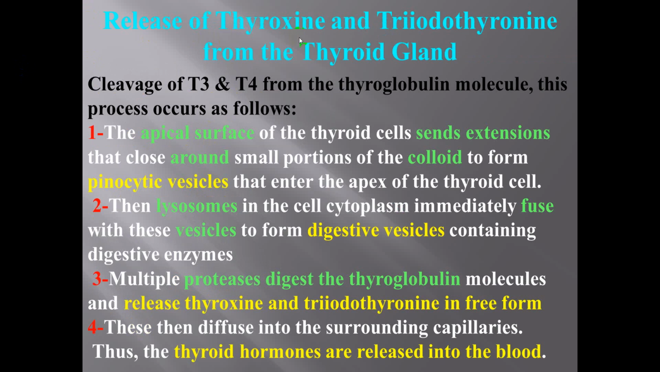Release of thyroxine and triiodothyronine from thyroid gland. بعد synthesis with storing inside the thyroglobulin, how these hormones release to the blood? Cleavage of T3 and T4 from thyroglobulin molecule. This process occurs as follows.